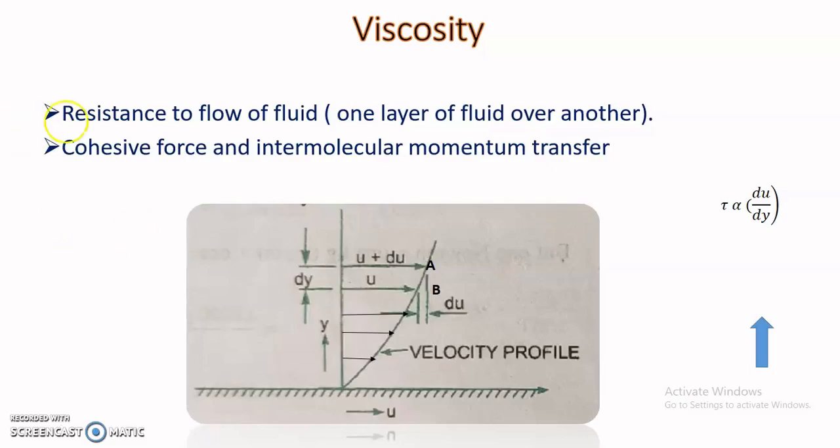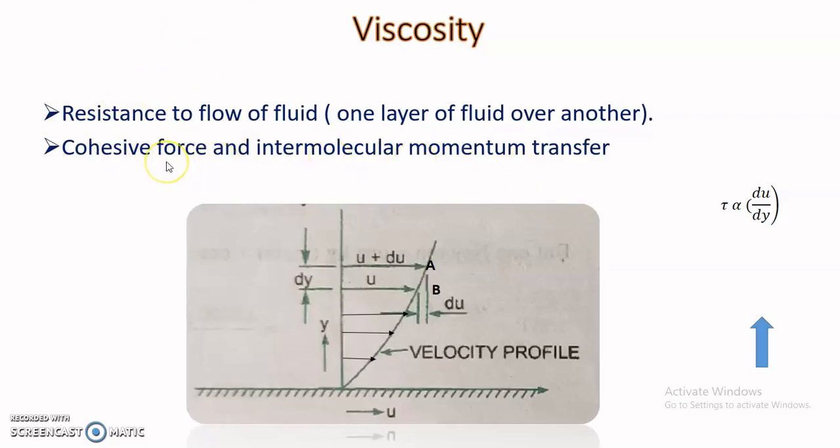So how can we define viscosity? As you can see from the slide, it is just resistance to flow of one layer of fluid over another. Viscosity is also called fluid friction. And what is the reason behind this viscosity? What are the forces responsible for it? First one is the cohesive force, and the second one is intermolecular momentum transfer.